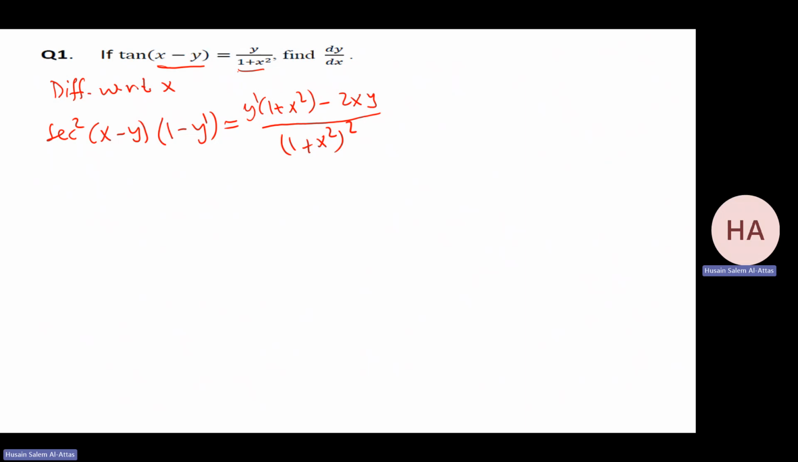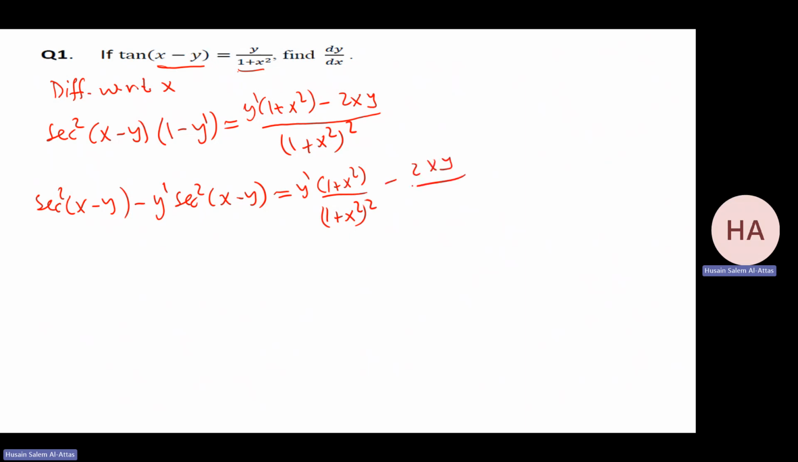Okay, the things with y prime, maybe I can do it into x square, x minus y prime, secant square, x minus y, equal what? y prime, 1 plus x square, over 1 plus x square, minus 2xy, over 1 plus x square. Very clear, this is cancelled. I put the one with y prime on one side, the one with no y prime on the other side.